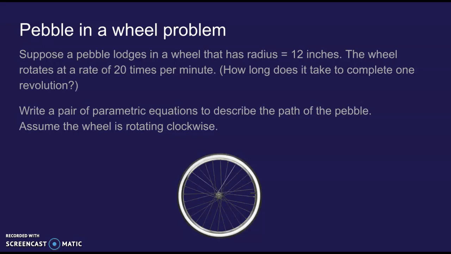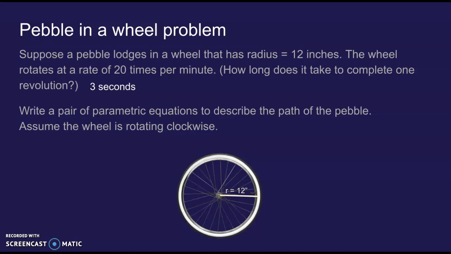First question I have for you is, if the wheel rotates 20 times per minute, how long does it take to complete one revolution? Well, keep in mind there are 60 seconds in a minute, and we've got 20 times per minute, so it takes 3 seconds. That'll be important later on. We are going to write a pair of parametric equations to describe the path of the pebble, and we're going to assume that this wheel is rotating clockwise.